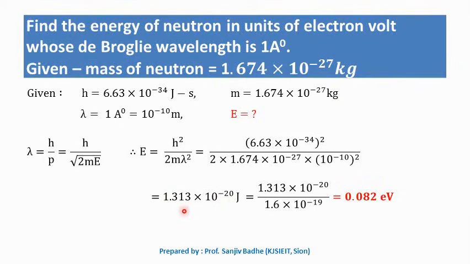So this is the energy in joules, because Planck's constant we are writing in joule second, and therefore the energy calculated is in joules. But what is asked is to find the energy of the neutron in units of electron volt. So to convert this energy to electron volt, just divide it by 1.6 into 10 raised to minus 19, and the energy of the neutron in electron volts is obtained as 0.082 electron volts.